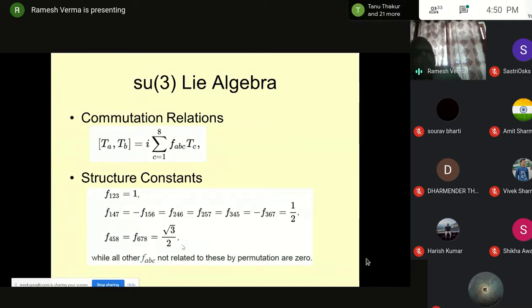All others which are not connected with this are actually zero. So these are technically called structure constants. In fact, they carry the key of a group. So ultimately the structure constants, but I will not go into the detail of that, are responsible for giving you the CG coefficients required for combination of states.